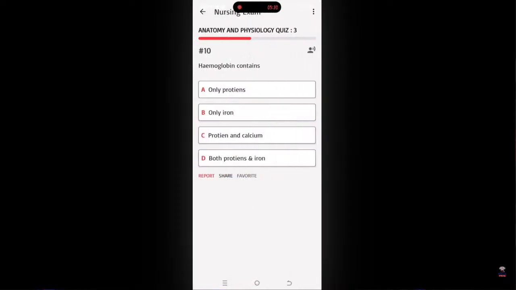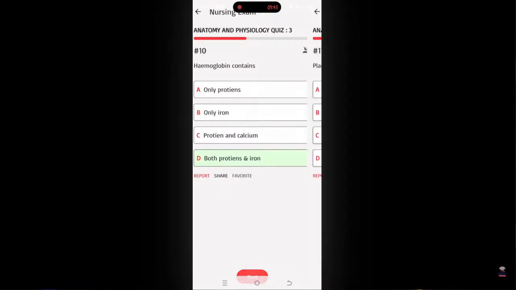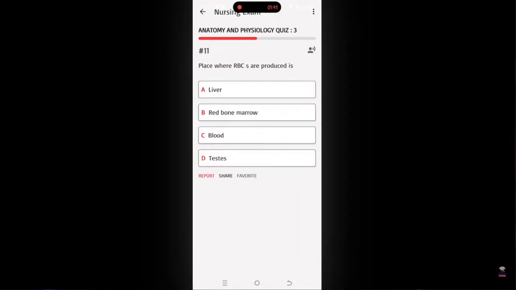Hemoglobin contains A. Only proteins, B. Only iron, C. Protein and calcium, D. Both proteins and iron. Correct answer. Place where RBCs are produced is A. Liver, B. Red bone marrow, C. Blood, D. Testes. Correct answer.